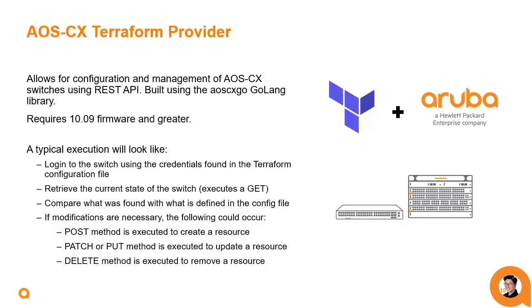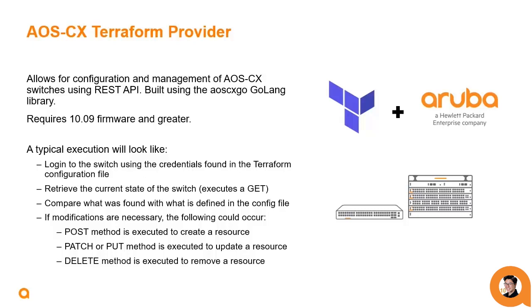Here's what a typical execution will look like. First, we log into the switch using the credentials found in the Terraform configuration file. Then we retrieve the current state of the switch using the GET method. We compare what was found with what is defined in the configuration file, and if modifications are necessary, the following could occur.